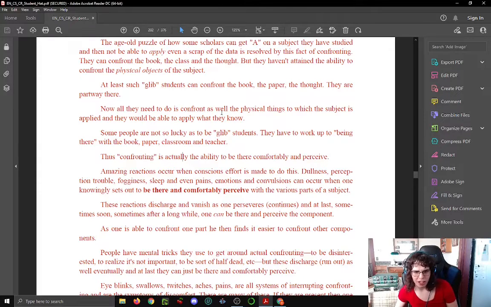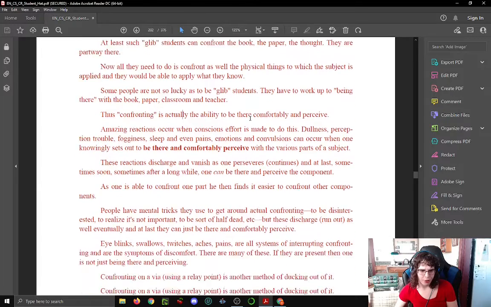Amazing reactions occur when conscious effort is made to do this. Dullness, perception trouble, fogginess, sleep, and even pains, emotions, and convulsions can occur when one knowingly sets out to be there and comfortably perceive with the various parts of a subject. So when you actually try to do it, stuff happens. But if you do it naturally, none of this stuff happens. These reactions discharge and vanish as one perseveres or continues, and it lasts, sometimes soon, sometimes after a long while. One can be there and perceive the component. As one is able to confront one part, he then finds it easier to confront other components.